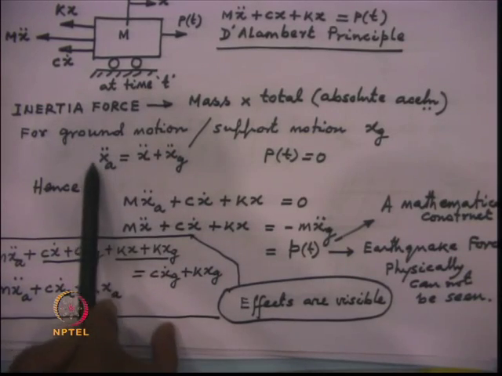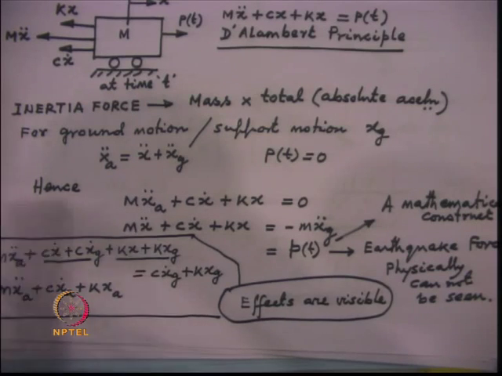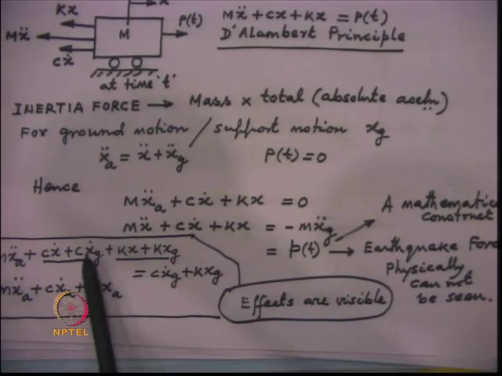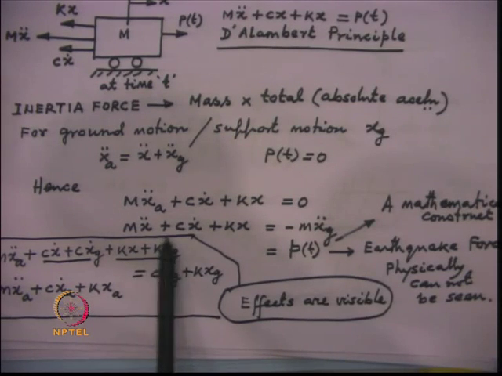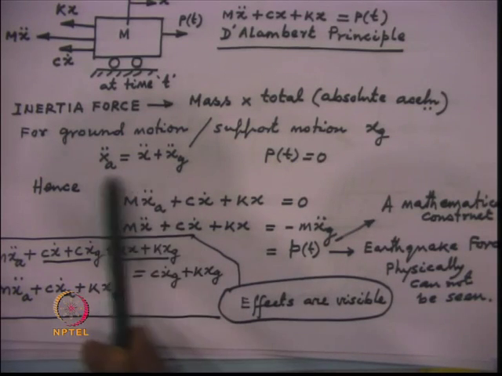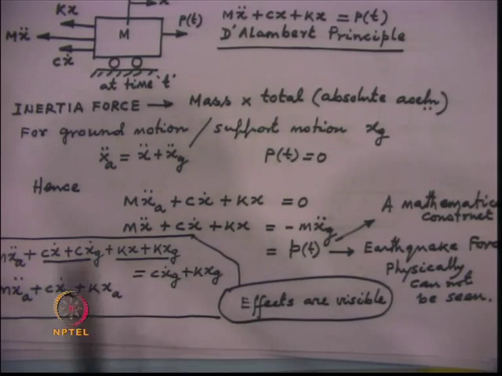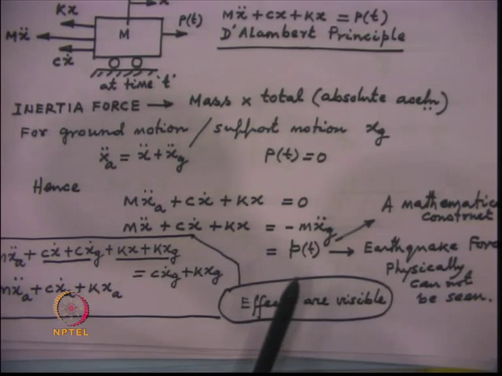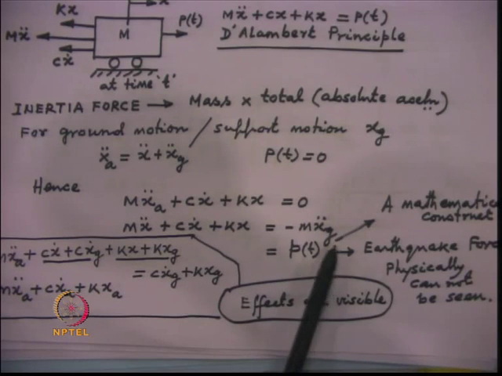Now, if the expression of x double dot A is substituted over here, then keeping the x double dot term on this side, we have an equation on the left hand side all in terms of the relative quantities, that is m x double dot plus c x dot plus k x, and on the right hand side we can take mass times acceleration, that is, minus m x double dot g. Now that we can write as an effective force P(t). So this effective force, minus m x double dot g, is called the earthquake force, and this earthquake force is a mathematical construct. It cannot be physically seen, but the effect of this force can be felt or is visible. Therefore, the earthquake force that we talk of is in fact a mathematical construct.